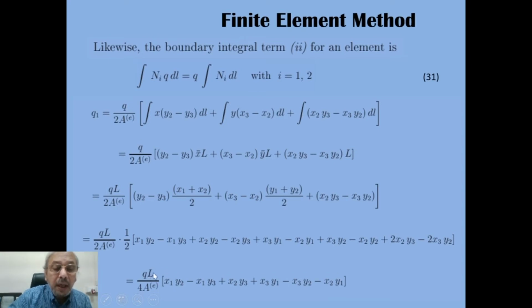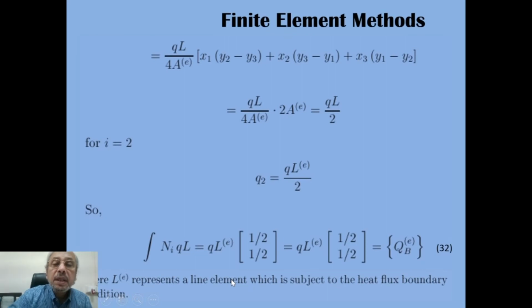L is the total length of the line segment, divided by A into area, and these terms can be reorganized as basically the determinant of the matrix. That means again 2 into the elemental area. So we have written QL divided by 4A, 2 into elemental area. So Q into L by 2.